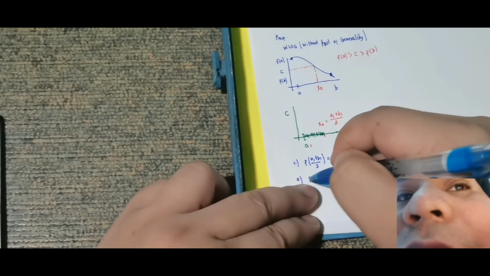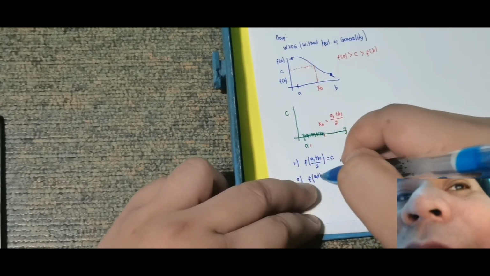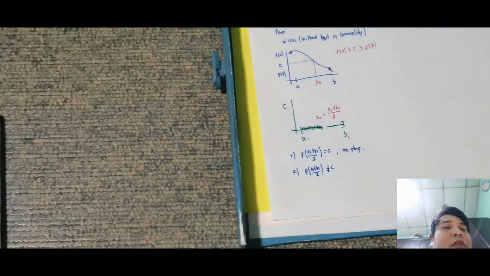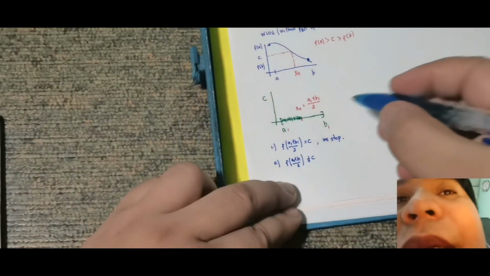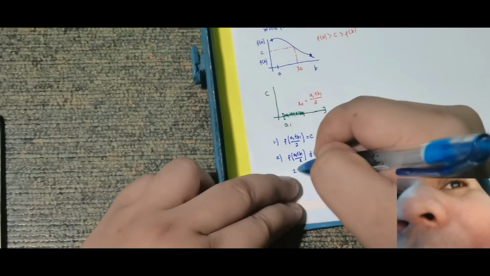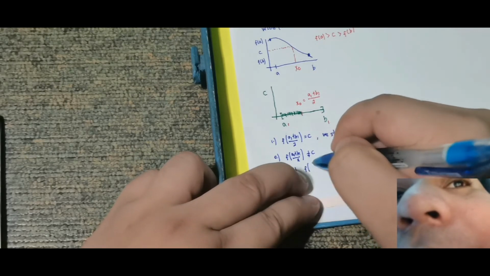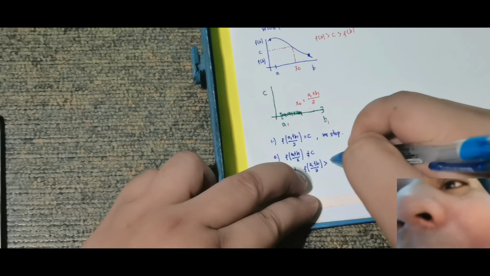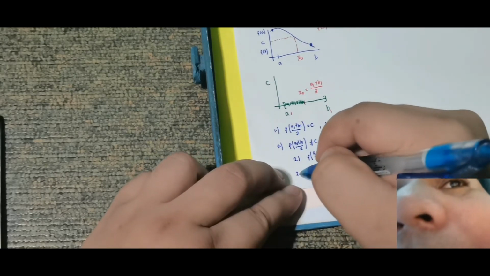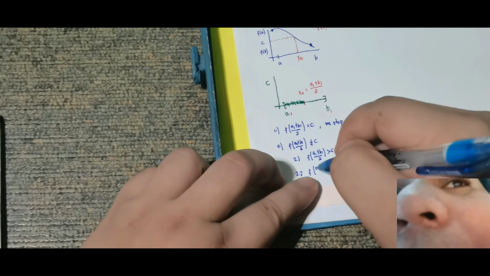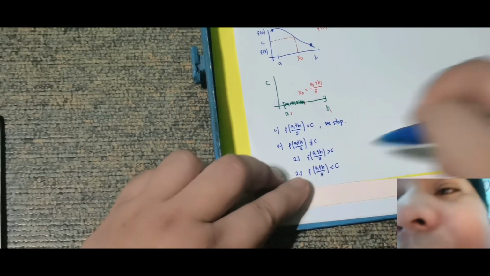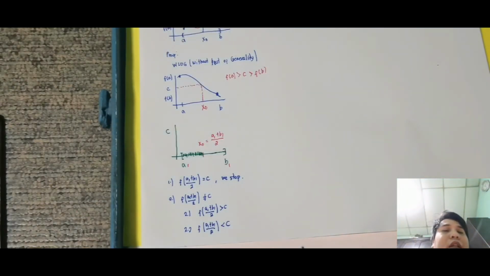Pero what if hindi? Kunyari, what if yung f of (a sub 1 plus b sub 1) over 2 is not equal to c? Okay, kung ganun nangyari, ano ibig sabihin? May dalawang mangyayari dyan. That is 2.1, yung f of (a sub 1 plus b sub 1) over 2 is greater than c. 2.2, yung f of (a sub 1 plus b sub 1) over 2 is less than c. Okay, so again, hindi na naman tayo sure kung nasaan siya.